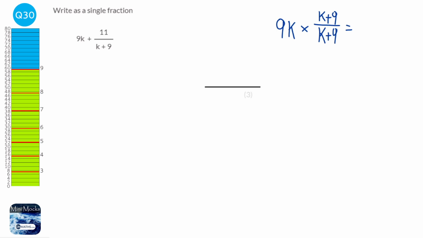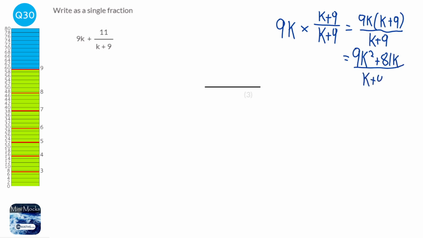So what we do when we times a 9k or a term by a fraction is we times the top, the numerator of the fraction. So it's going to be 9k brackets k plus 9, and all of that over k plus 9. Expanding the brackets, we get 9k squared plus 81k over k plus 9.